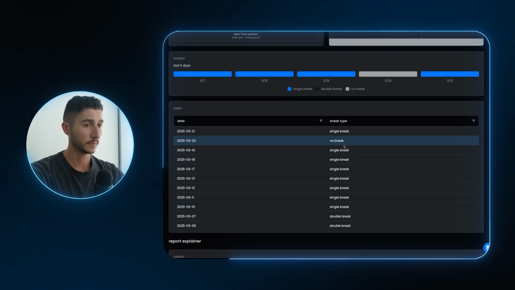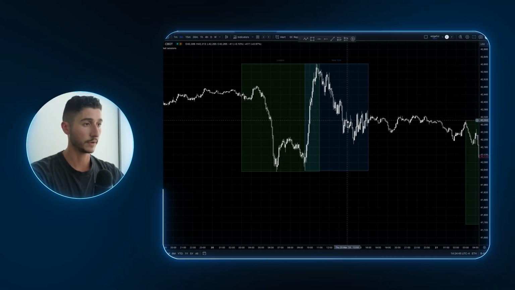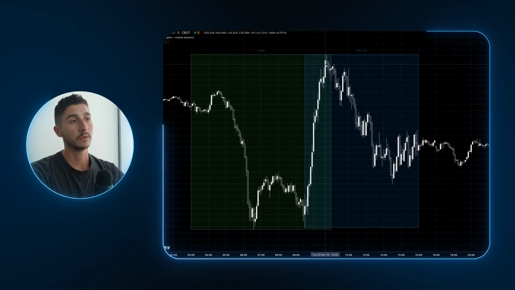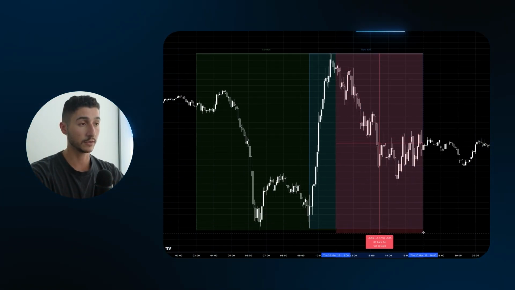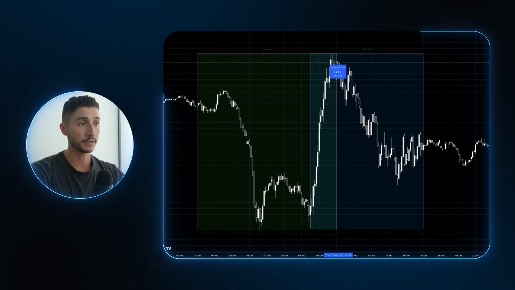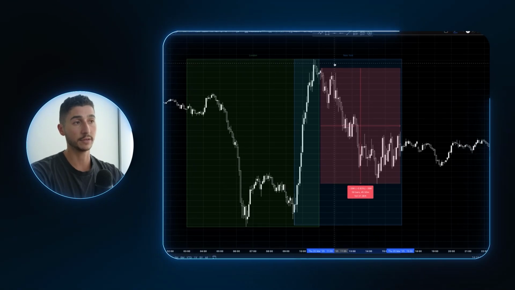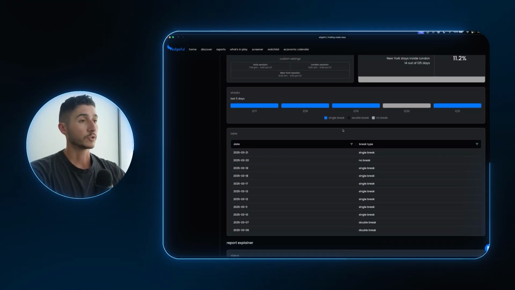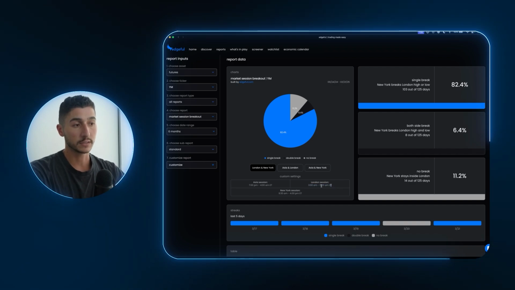Let's go down. No break, 3/20. Right over here. Okay. So you can see that price in the New York session, after the London session closed, did not break out of the London range. So you can see right over here, this is the New York range after the London close.